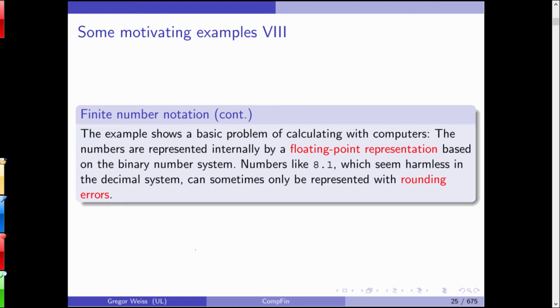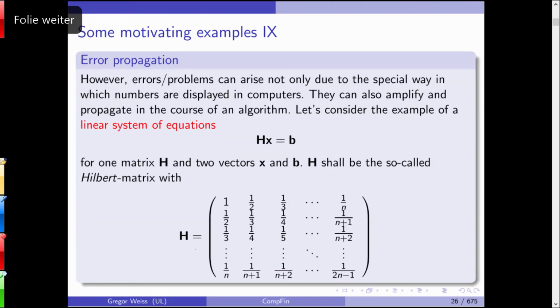And these numbers cannot be displayed fully correctly in a computer. So what does happen? The computer sees this, it rounds the numbers, it cuts off the number at some point, and then you'll get a small rounding error. Okay. Another example, error propagation.